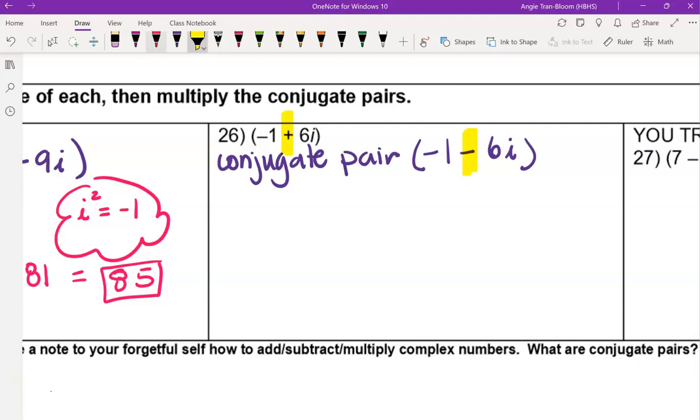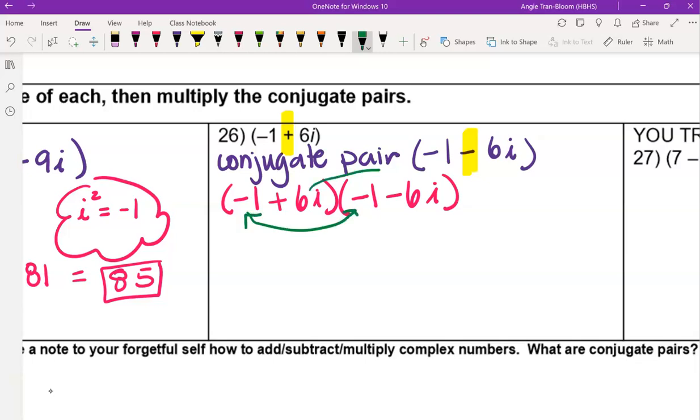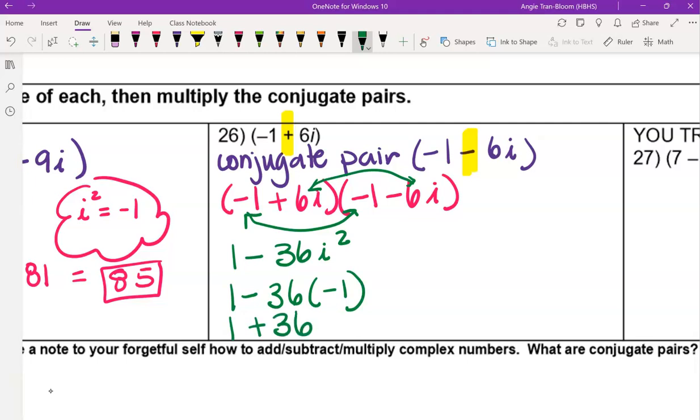So now we are going to try to multiply them. So negative 1 plus 6i times negative 1 minus 6i. Because they are definitely conjugate pairs, we only need to multiply the first two terms and the last two terms. So negative 1 times negative 1 is positive 1. 6i times negative 6i, students, is negative 36i squared. Remember, i squared must get substituted with negative 1. So 1 plus 36, which is going to give us an answer of 37.